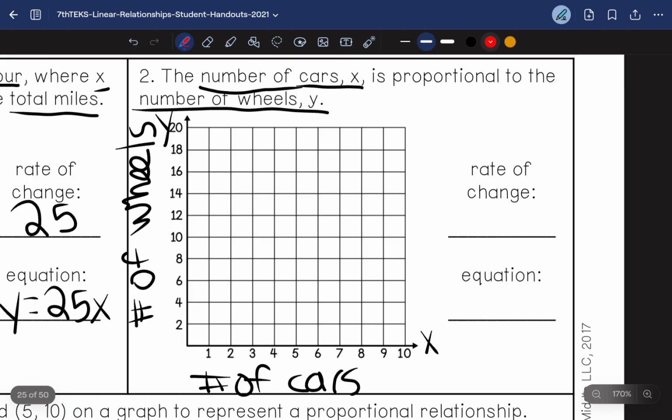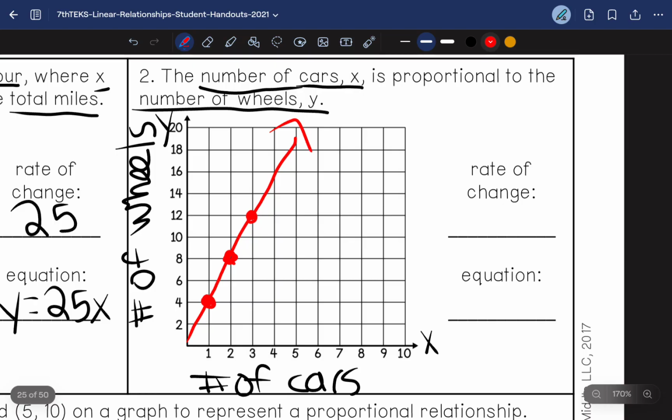So a car has 4 wheels. And so what I'm going to do is I'm going to look at one car. So I'm going to go to the right one. One car has 4 wheels. Well, then if I'm looking at 2 cars should have 8 wheels. And then 3 cars, so 3 times 4 would be 12. And I feel like that's enough. So I'm going to connect those dots, draw my line, and make my best guess here.